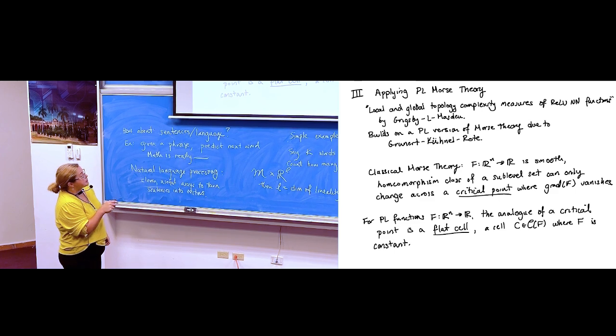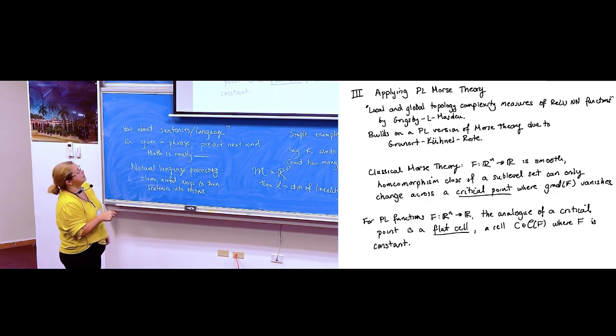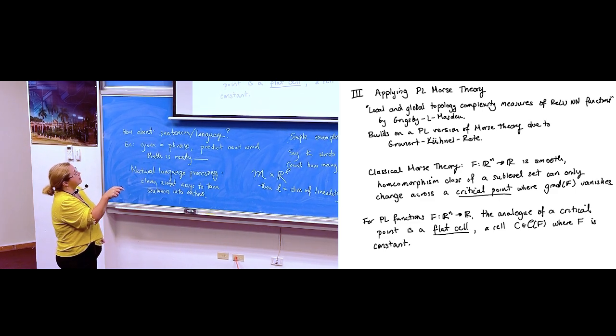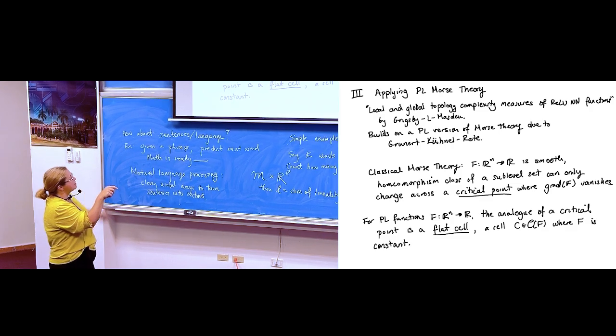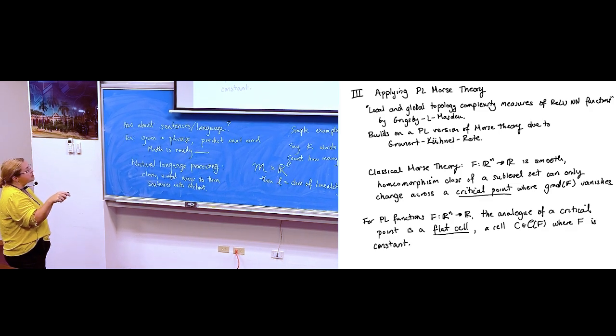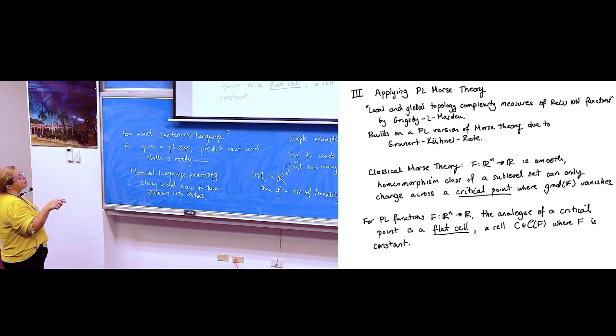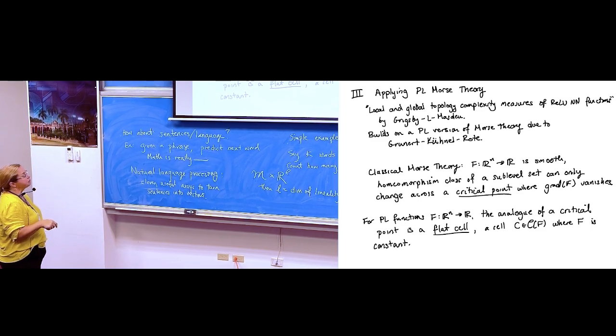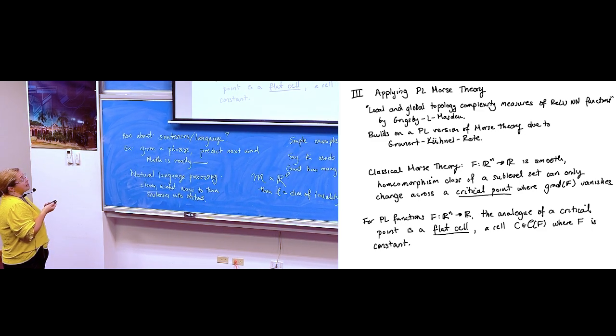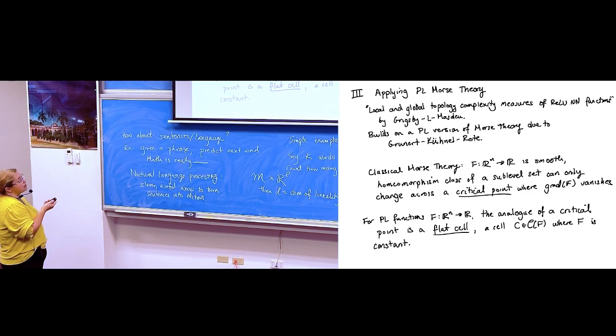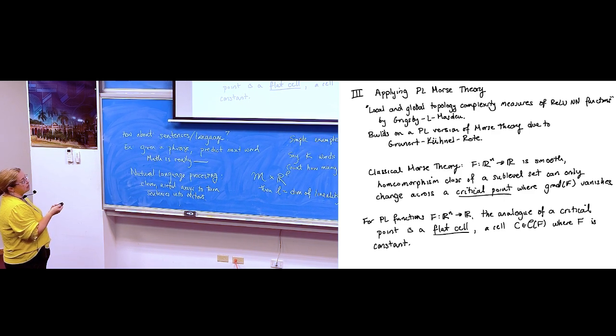Right, so in classical Morse theory, your functions are smooth, and the founding paradigm is that the homeomorphism class of a sublevel set can only change when you go across a critical point. So that is where the gradient of your function vanishes. For piecewise linear functions, we no longer have quite this nice setup. So the analog of a critical point is a flat cell. So a cell in your polyhedral complex where the function is constant.